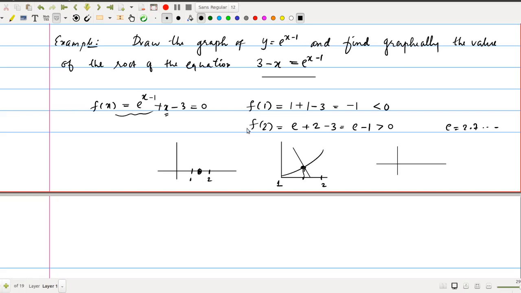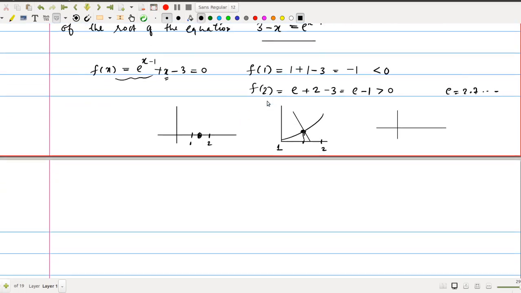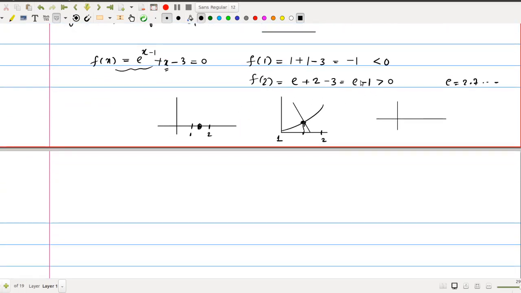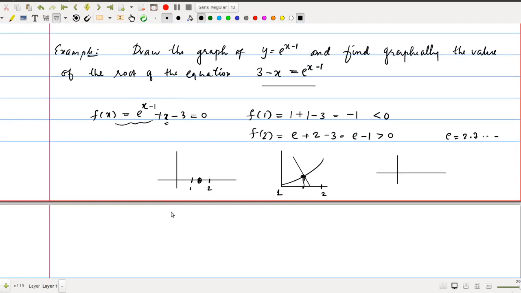That's why we find out f of 1, f of 2, then you can get two different values, one negative and one positive. Then you can easily understand that there is at least one root in between them. So it is enough to draw the graph of this function.